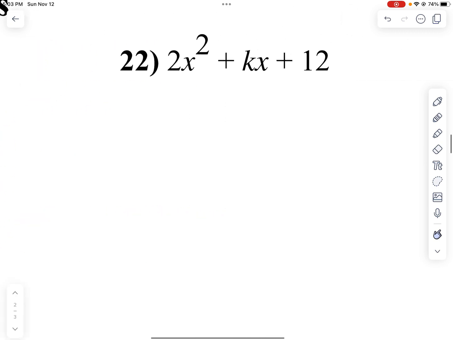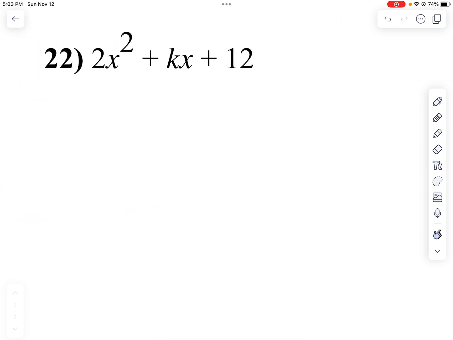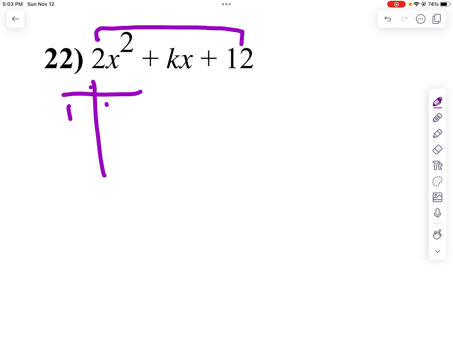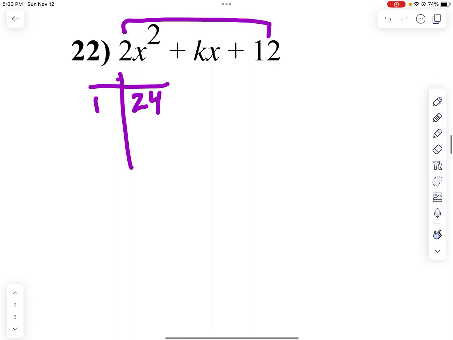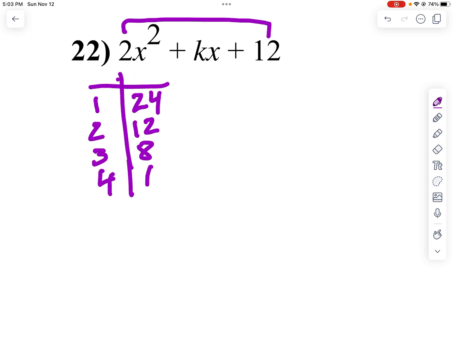Now if we slide over to question 22, we're going to do the same thing, except 2 times 12 is 24. So I'm going to list all the ways I can multiply to 24. Did I forget 1 on the previous one? Let me go back. No, I didn't. Good. Okay. So then 1 and 24, 2 and 12, 3 and 8, 4 and 6.